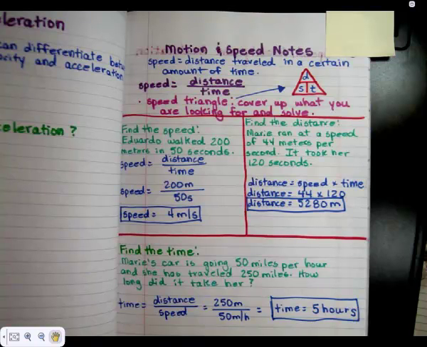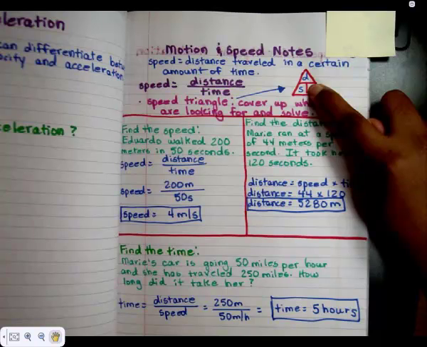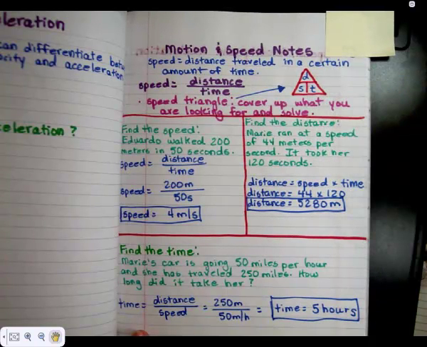And lastly, to find time, you would cover up the T. Distance divided by speed. So down here, you would have time equals distance divided by speed. In class, we are going to be working with several different formulas. Sometimes you'll have to find the speed, sometimes you'll have to find the distance, and sometimes you'll have to find the time. So get comfortable with that.